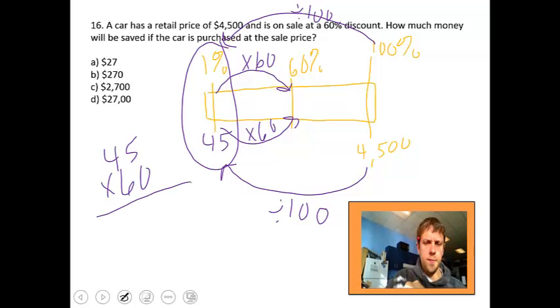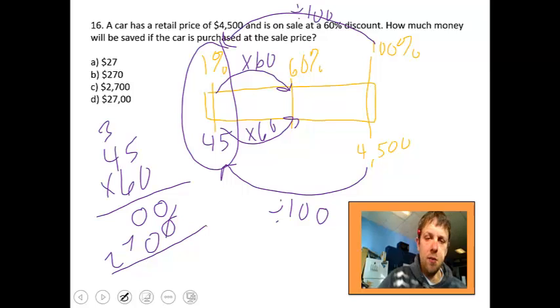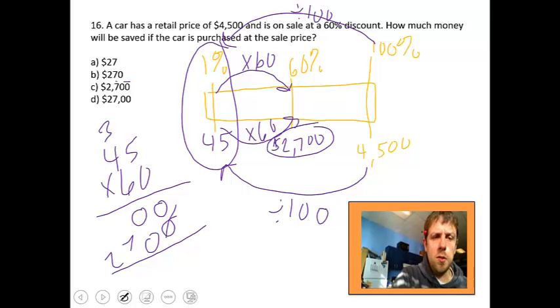You try. Alright, 0, 0, 0 placeholder, 6 times 5 is 30, 24, 25, 26, 27, I'll take it. 2,700 is my final answer. All right, which means C is the correct answer. Oh, there's a mistake right there. There you go.